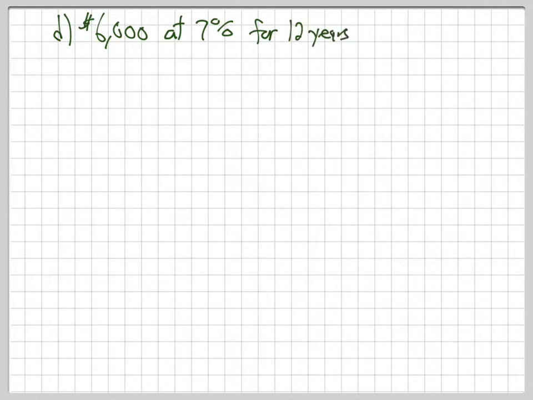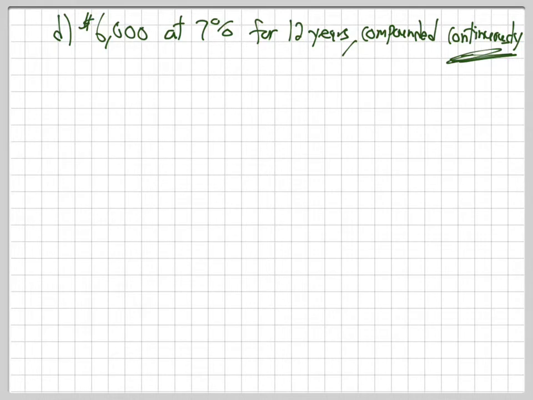For part D here, they say we're still putting in $6,000 at 7%. That's our interest rate. For 12 years, that's still the same, but now it's compounded not monthly or quarterly or annually, but it's compounded continuously. Now, what does that mean?